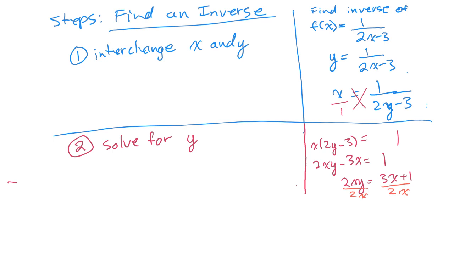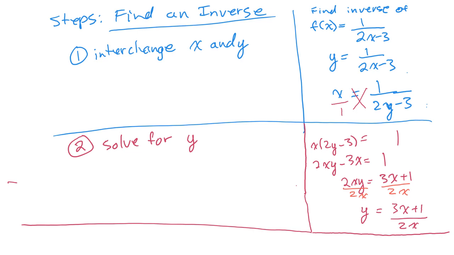And guess what? There's our solution. y is equal to 3x plus 1 over 2x. And this is what we call the inverse. So we've just done that.